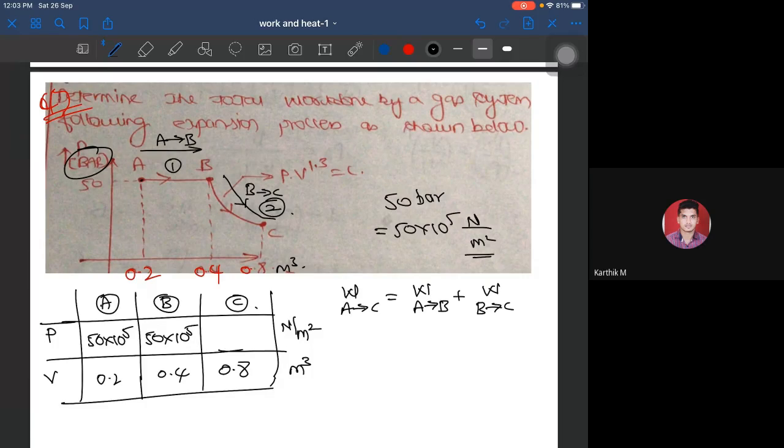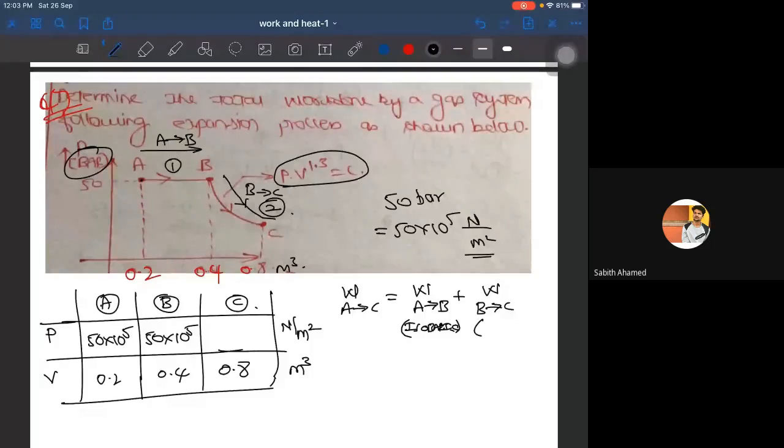Isobaric. So I'll be writing isobaric at the bottom. What is the process from B to C? PV to the power of 1.3 is equals to constant is the slope parameter given. So, exactly. So it is a polytropic process.